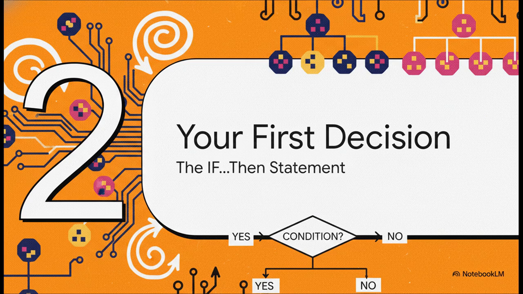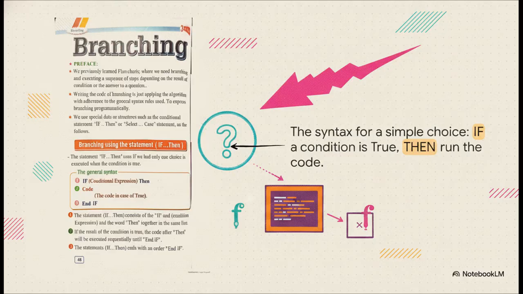All right, so the absolute simplest way to make one of these branches in your code is with a statement you could probably guess. It's the good old if-then statement. It's designed for handling just one single, straightforward choice. And here's what it looks like, kind of the basic grammar for it. It all kicks off with the word if. That's followed by a question, or what we programmers call a conditional expression. If the answer to that question is true, then the program runs a specific chunk of code.